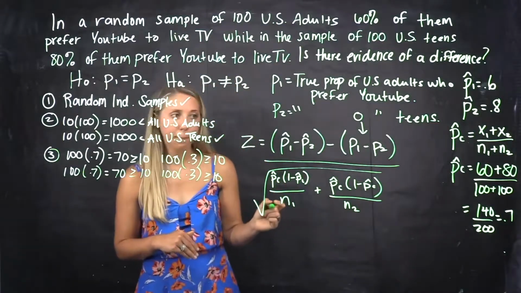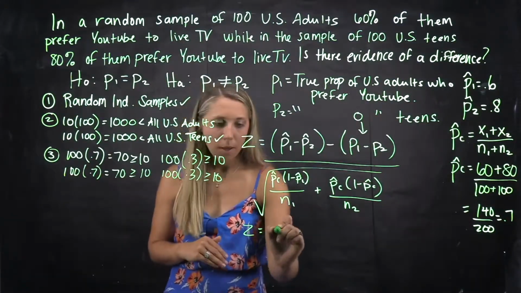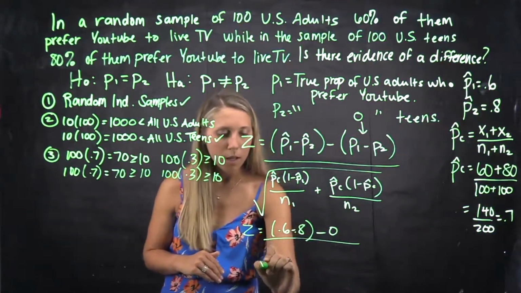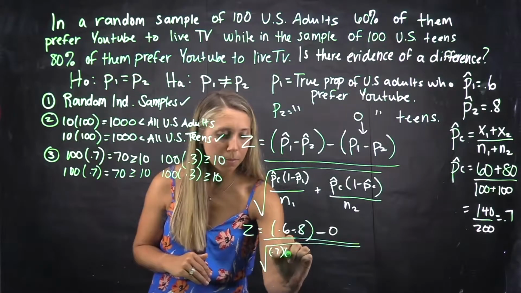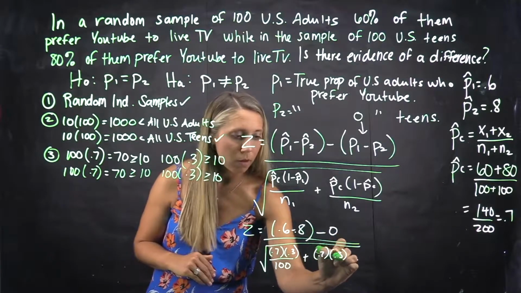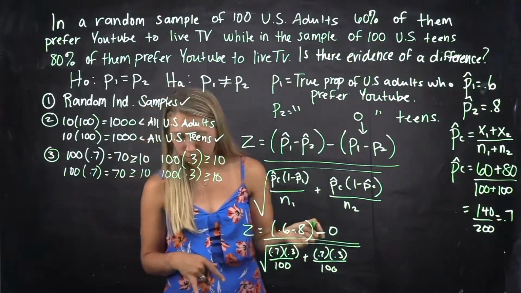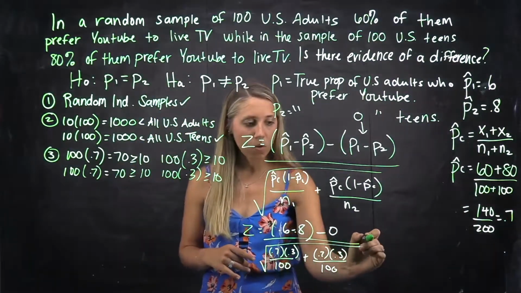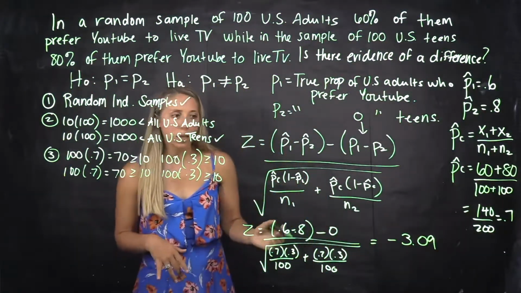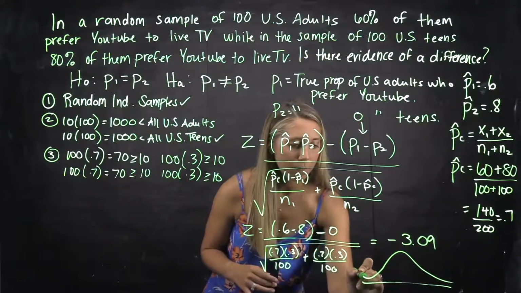So then if I plug my numbers into that, I have z equals 0.6 minus 0.8 minus 0 all over the square root of 0.7 times 0.3 over 100 plus 0.7 times 0.3 over 100. So these are both 100 because we took the same amount in our samples, and we get a z-score of roughly negative 3.09.